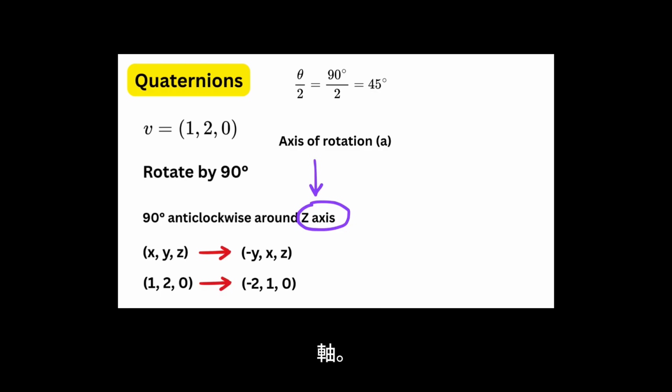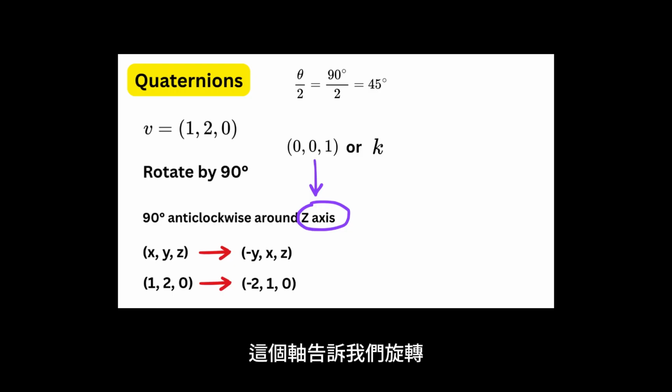We want to rotate around the z-axis. The z-axis can be represented by the vector 0, 0, 1, or k. This axis tells us the direction around which the rotation occurs. Every quaternion rotation needs both an angle and an axis. Now we build the quaternion q describing the rotation.